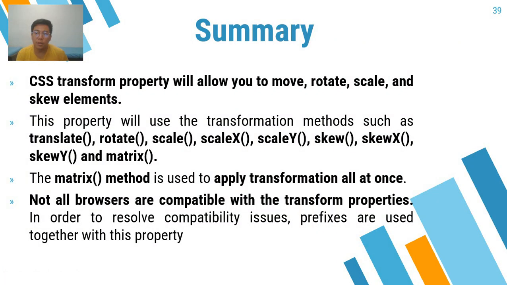So in summary of our discussion for today, the CSS transform property will allow you to move, rotate, scale, and skew elements. This property will use transformation methods such as translate, rotate, scale, scaleX, scaleY, skew, skewX, skewY, and matrix. The matrix method is used to apply transformations all at once. Not all browsers are compatible with transform properties. In order to resolve compatibility issues, prefixes are used together with this property.